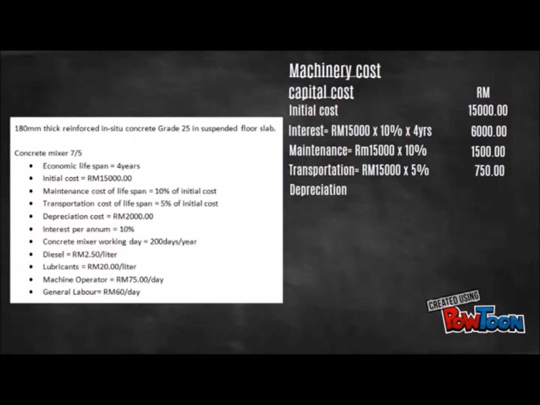Bracket the depreciation cost for minus. Next, calculate the total. Divide the total by the economic lifespan, working days per year and working hours to get the cost per hour.